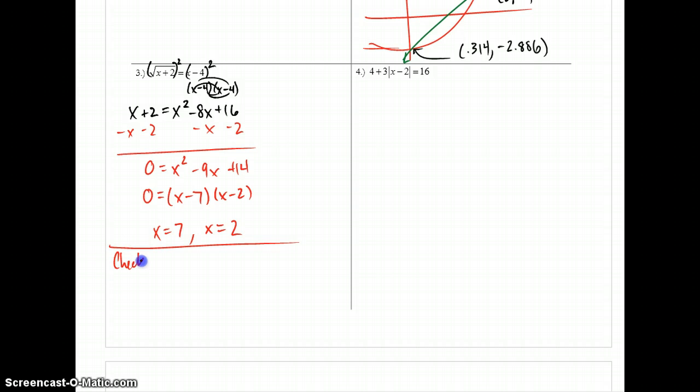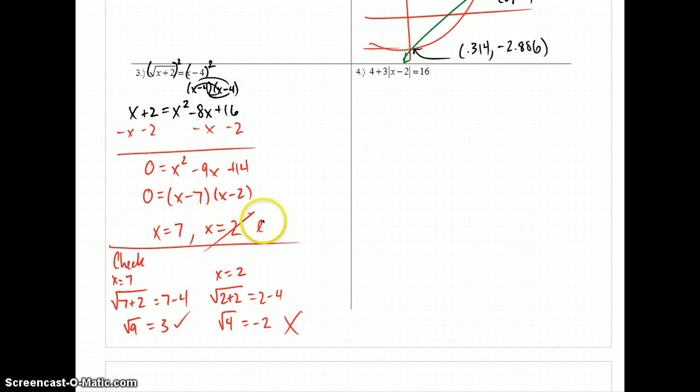I want to check what happens when x is equal to 7. I plug in 7 for x. I get that the square root of 9 is 3. That's true. When x equals 2, plug in for x. I get that the square root of 4 is -2. That's false. That is not a solution. We call it an extraneous solution.